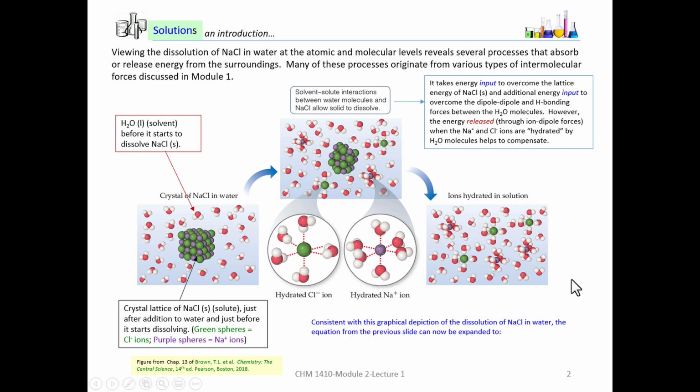Now, consistent with this more complicated graphical description of the dissolution of sodium chloride in water, the equation from the previous slide can now be expanded to look like this. Solid sodium chloride dissolved in water to give aqueous sodium chloride, which in reality means separated, hydrated sodium ions and chloride ions in solution.